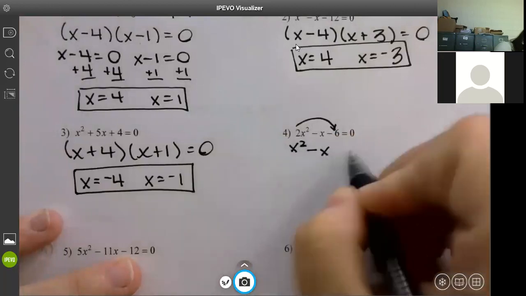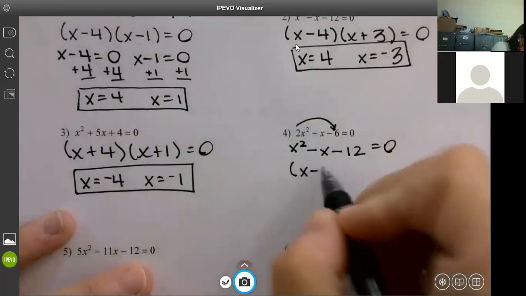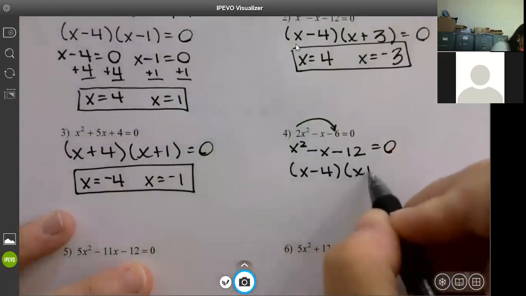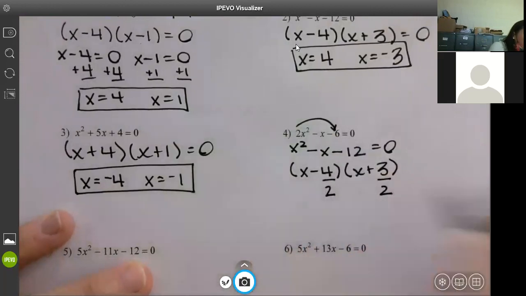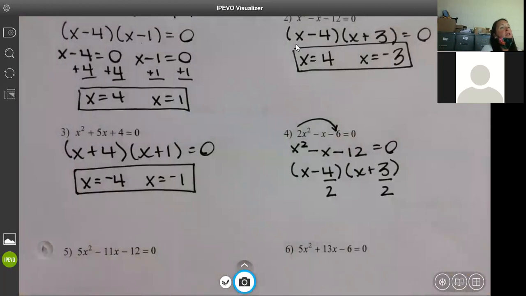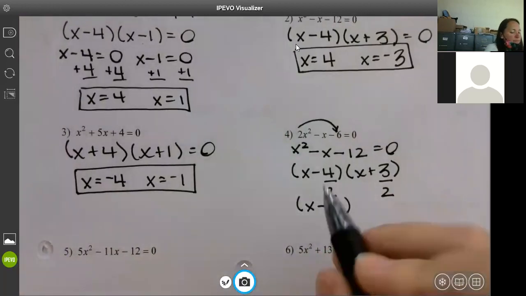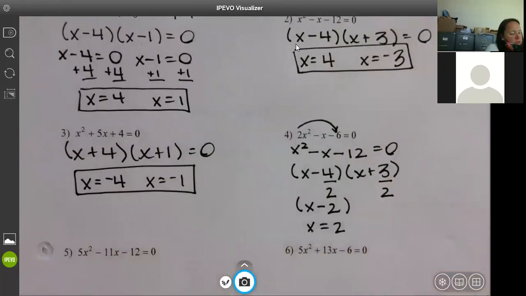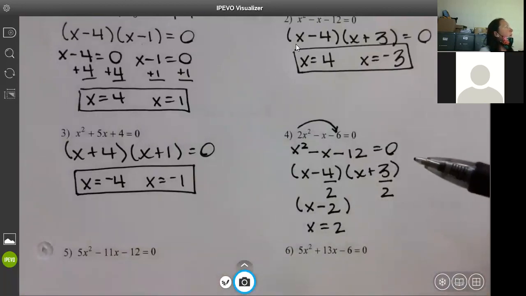X squared minus x minus 12. What are your factors of -12 that add to -1? -4 and +3. Don't forget to go back and divide. If you can reduce it, go ahead and reduce it. 4 divided by 2 is 2, so this factor is x minus 2. So what is your answer? X equals 2.